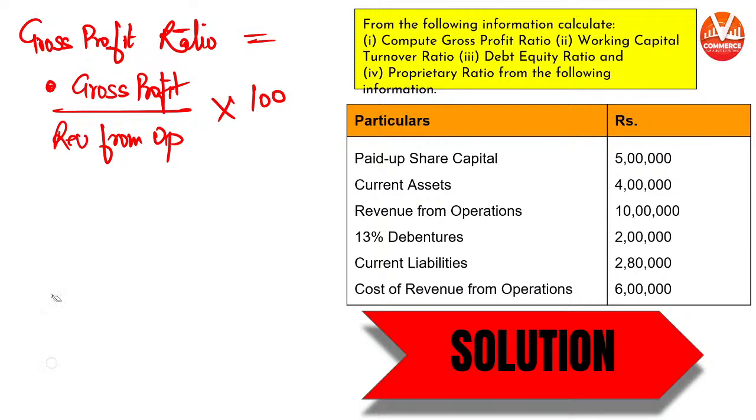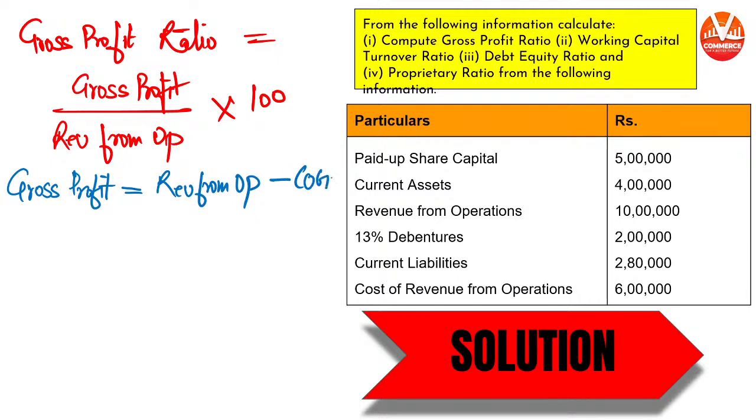Is it given in the question? Gross profit. Can you see gross profit in this given information? The answer is no. The gross profit is not given. So first you will find out gross profit and you have to show it in your answer that you are calculating it. So gross profit is equal to revenue from operation minus cost of goods sold.